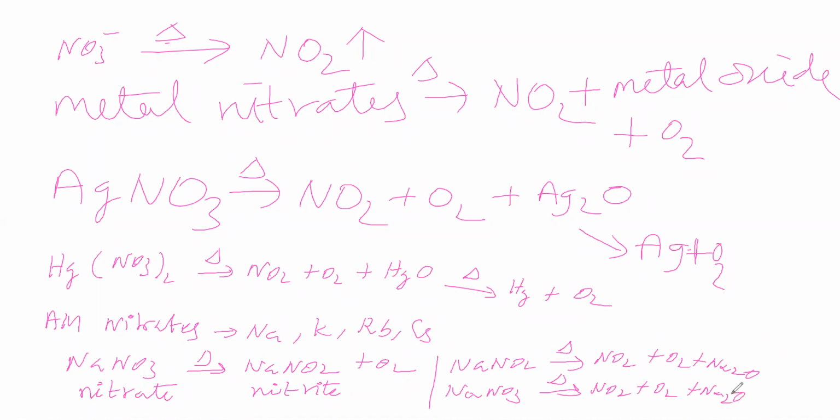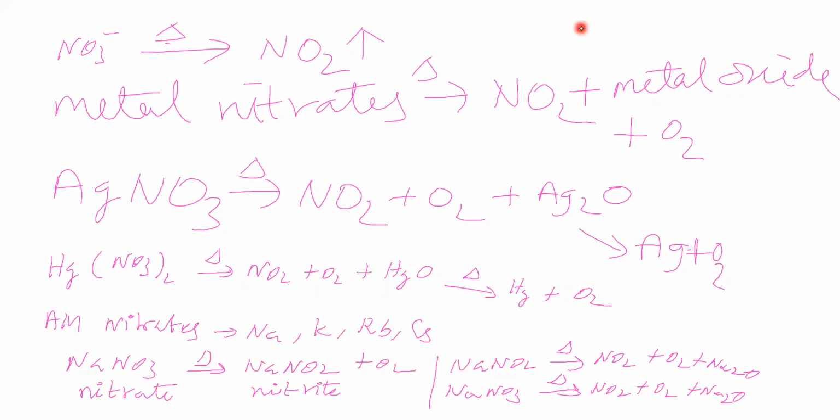Therefore, nitrate on heating gives nitrite, but on strong heating gives NO2, O2 and metal oxide. Similarly, potassium, rubidium and cesium. So generally, metal nitrates on dry heating give NO2, metal oxide and oxygen. Exception: silver nitrate on dry heating gives NO2, O2 and silver. Mercuric nitrate is another exception that on dry heating gives NO2, O2 and mercury.